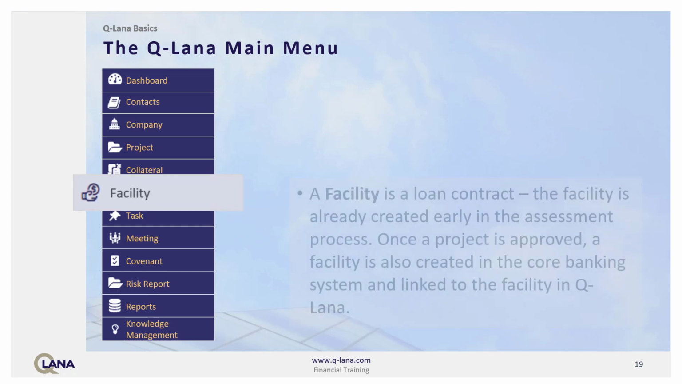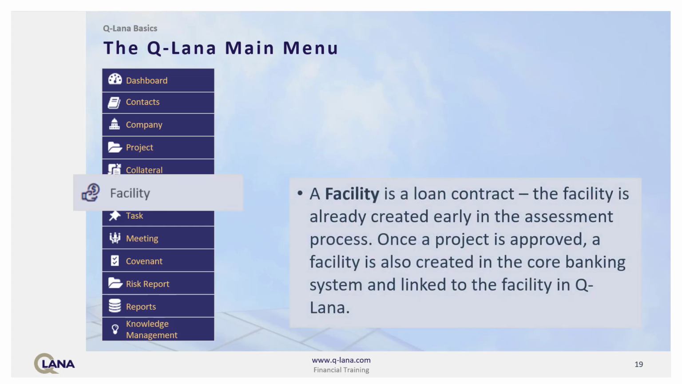Facilities are the actual loan contract. In QLana, you can build these facilities early on in the process and complete the information as you move along. Once a project is approved by the necessary committees, the facility is also created in your core banking software and linked to the facility in QLana.